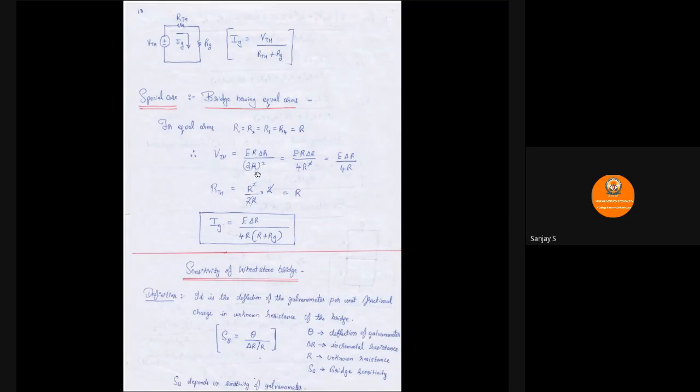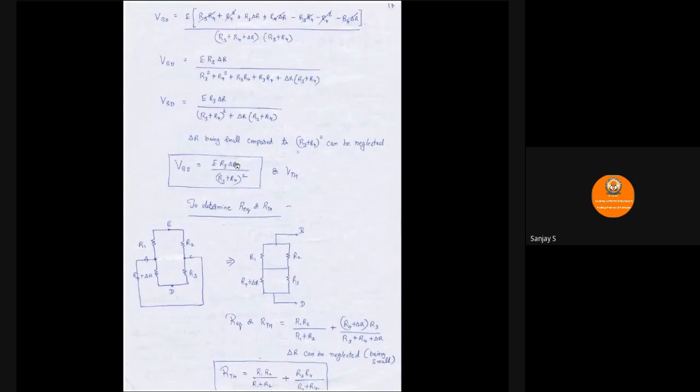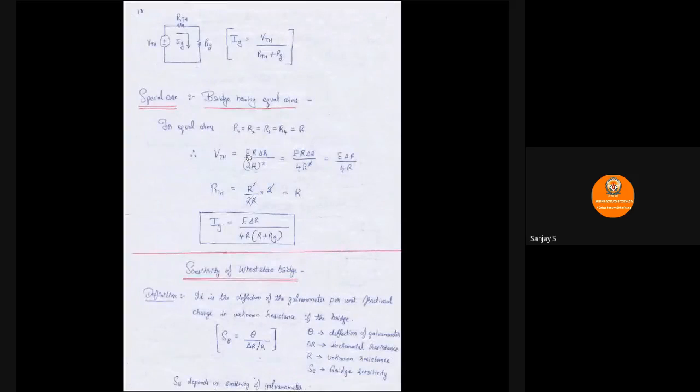See here, R3 into delta R will be R into delta R. Here you will have R plus R, which will become 2R the whole square. So this will be ER delta R by 2R the whole square, which gives you ER delta R by 4R square. R gets cancelled. You'll have E delta R divided by 4R.